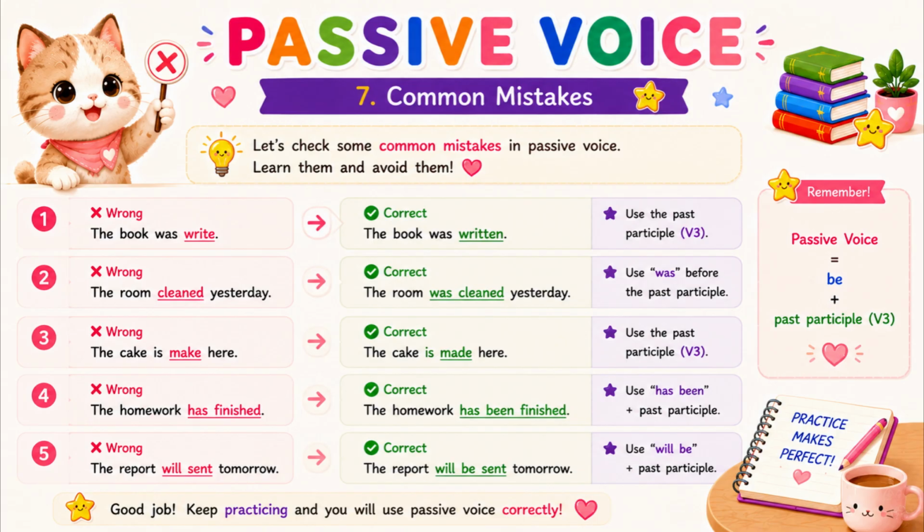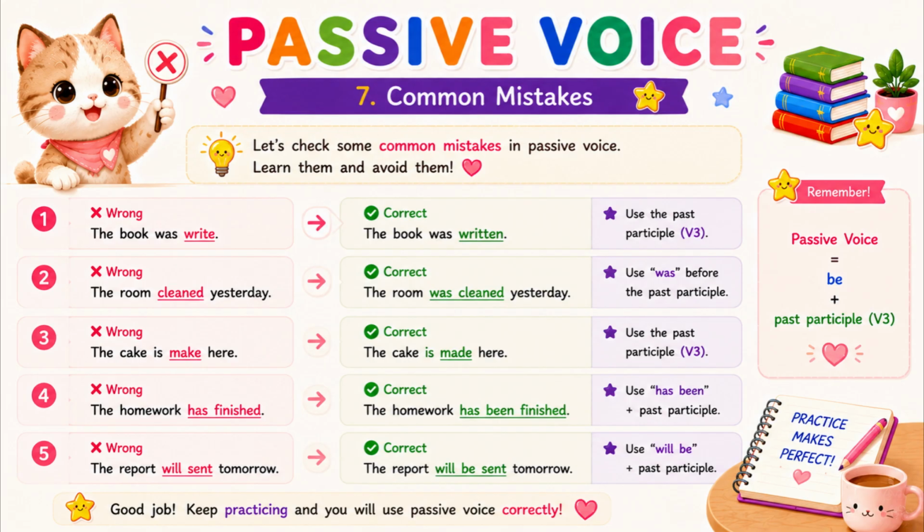Now let's look at some common mistakes in the passive voice. Learn these mistakes and avoid them. Number 1. The wrong sentence is, the book was write. The correct sentence is, the book was written. Remember, after be, we always use the past participle or V3.